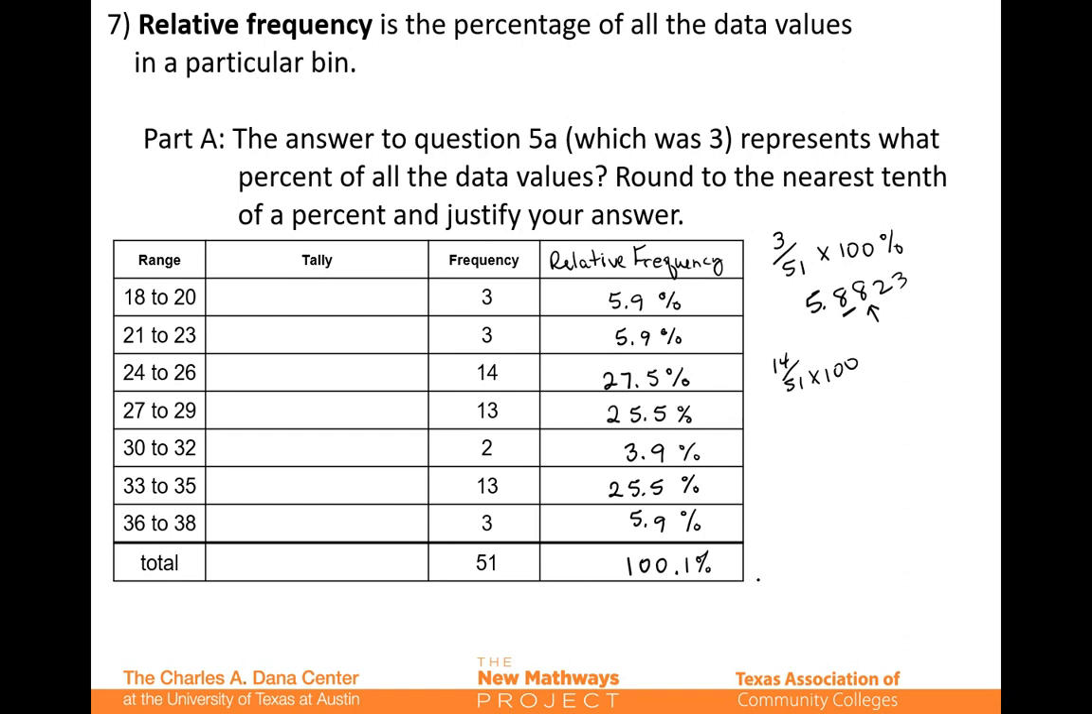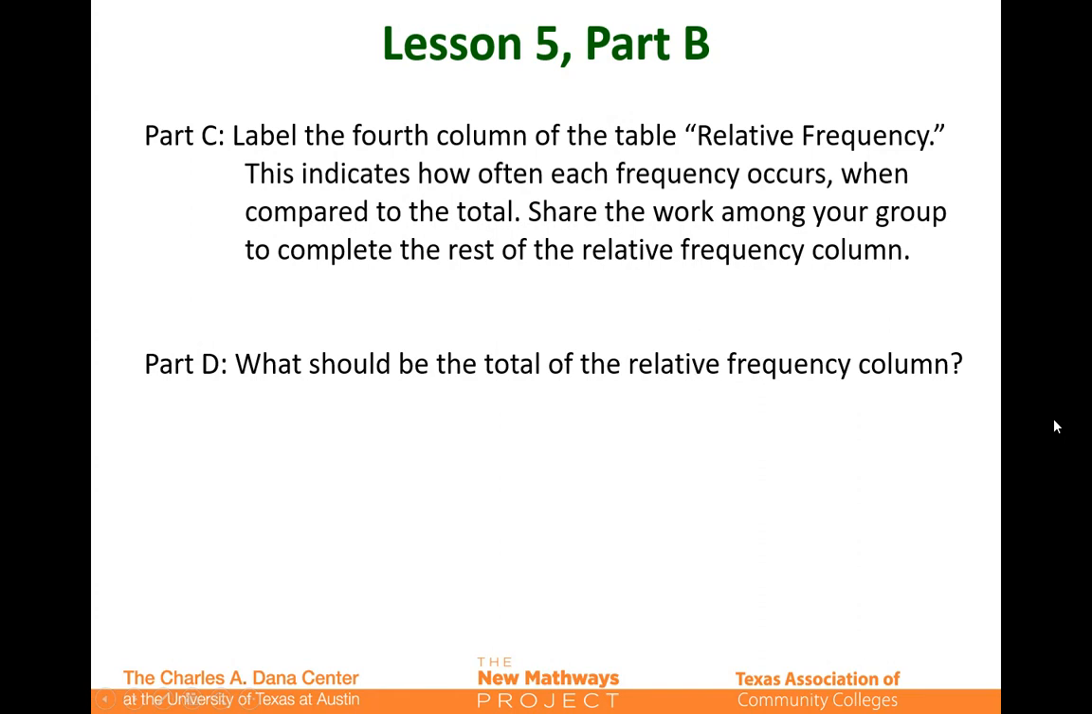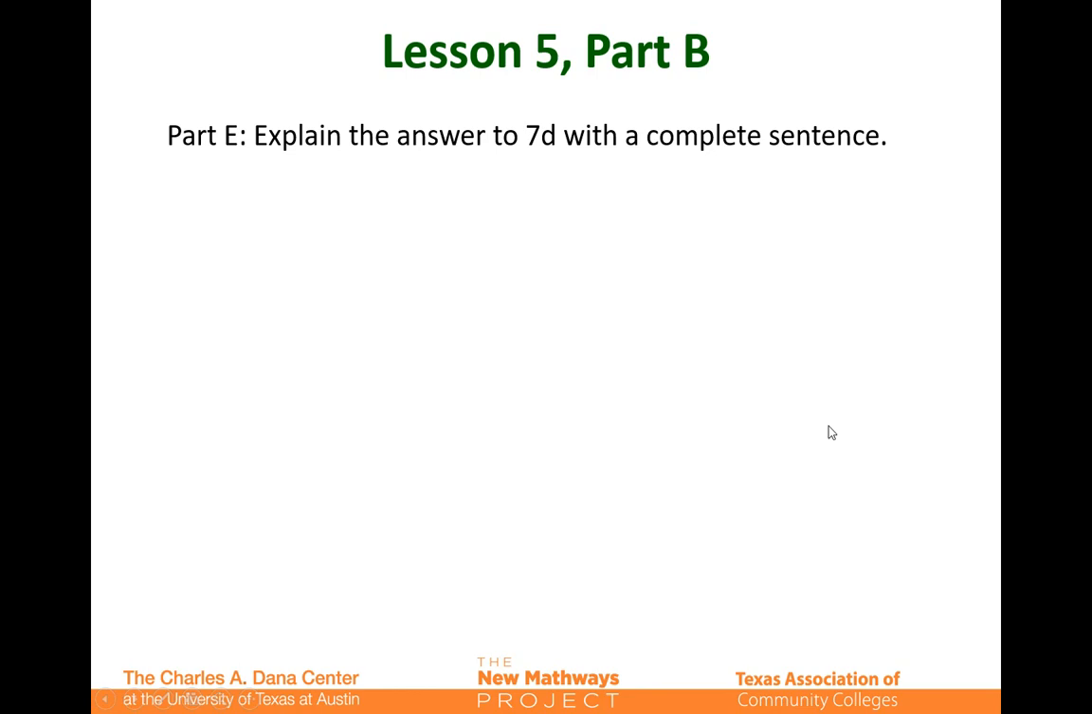Why should it be 100%? Well, because this should include all of the data. All of the data, 51 out of 51, should be 100%. And to the nearest whole number, it definitely is. It said, what should the total be? Well, we already said it should be 100%. And if we wanted to say why it should be 100%, it should be 100% because it represents the whole.